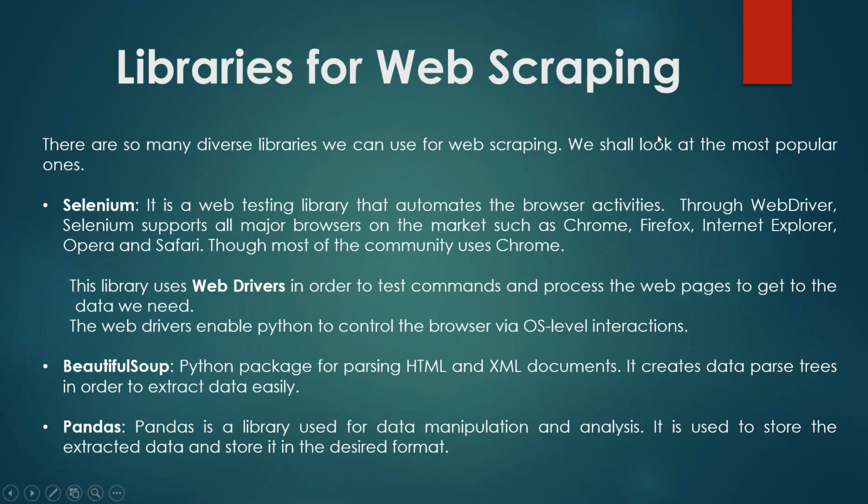So the next topic is libraries for web scraping. See, we have different libraries. We have Beautiful Soup, we have Selenium, we have Scrapy, and many more. But this session is all about Beautiful Soup. Selenium, we can say, is a web testing library that automates the browser activities. About Selenium, we will be having a separate session next week. As of now, let us focus on Beautiful Soup and Pandas.